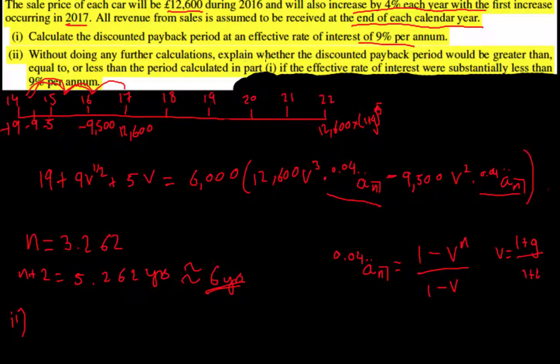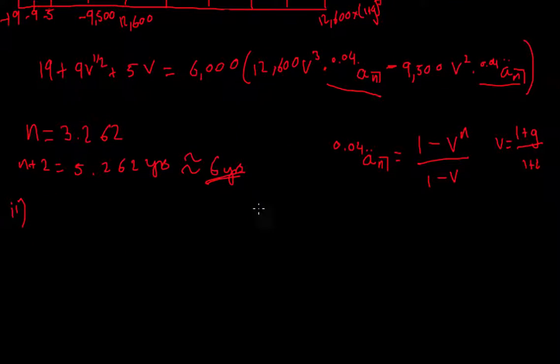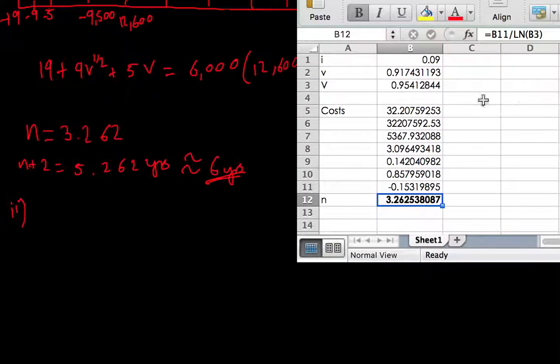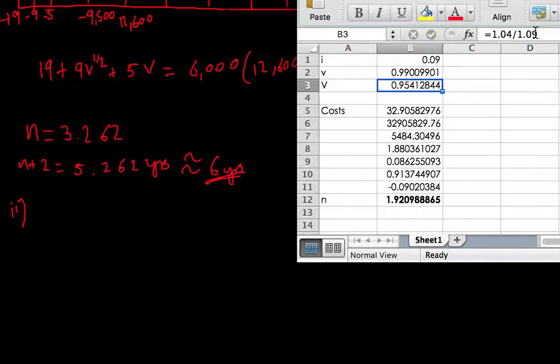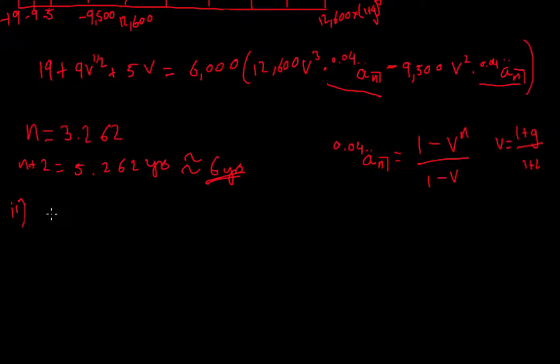And now let's just look in this bit over here. Without doing any further calculations, explain whether the discounted payback period will be greater than, equal to, or less than the period calculated in part 1 if the effective rate of interest was substantially less than 9% per annum. Well, in fact, even though it said not to do any calculations, let's just have a look and see what it looks like, because this is a time when we can muck around. So let's just pretend that the interest rate is 1%, not 9%, because it said to make it lower. So there we go. Let's see what happened to n. It actually decreased. So first of all, that's our answer.